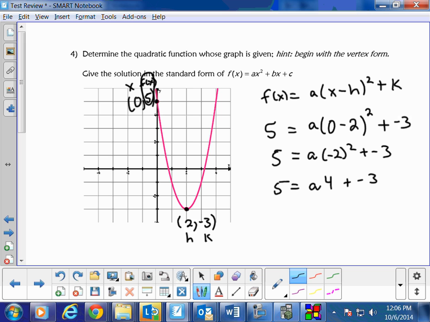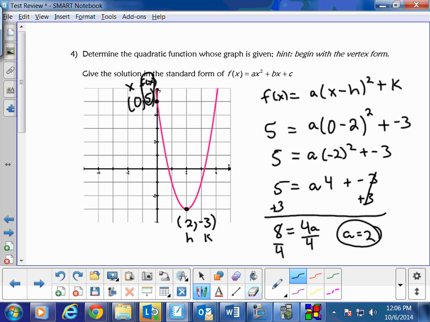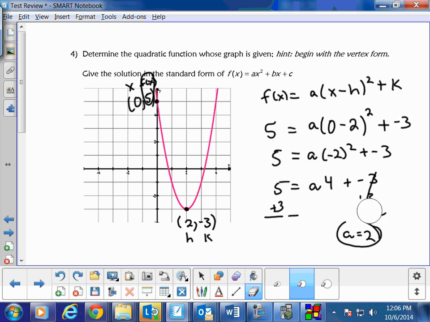Now from here we go ahead and add a positive 3, add a positive 3. That still cancels, so we still would end up with this 8, but instead of the negative 2a we had before, now we're going to have 4a. So you just divide by 4, you find out that your a is 2. So now that I know what my a is, I'm going to go ahead and put it back into the equation. So let me go ahead and erase all that up here.